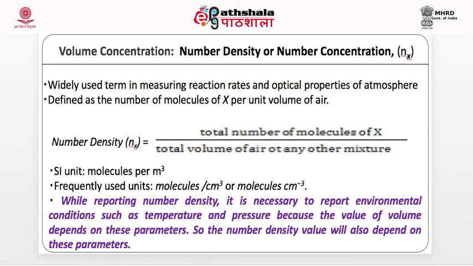Number density. The number density N is defined as the number of molecules per unit volume. As in equation 1, it equals number of molecules of X divided by total volume of air. That is the number density, where N is the number density of the gaseous substance X. The unit of number density is molecule per centimeter cube, or molecule cm minus 3. Number density is widely used in measuring reaction rates and optical properties of the atmosphere.